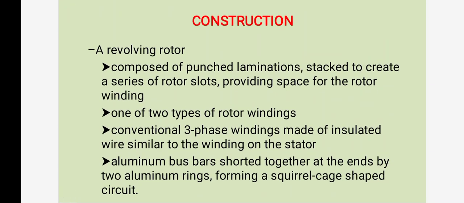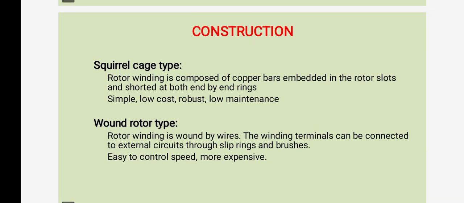Then the revolving rotor, composed of punched laminations to create a series of rotor slots providing space for the rotor winding. There are two types of rotor winding: conventional three-phase winding made of insulated wire similar to the winding on the stator, or aluminum bus bars shorted together at the ends by two aluminum rings forming a squirrel cage shaped circuit. Then the construction is the squirrel cage type.